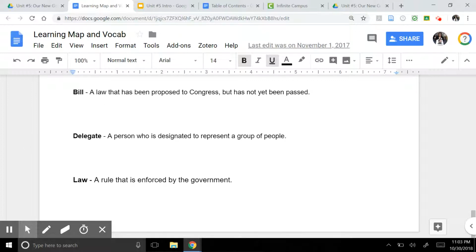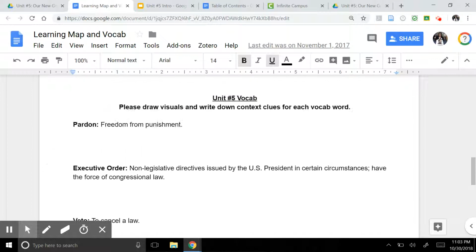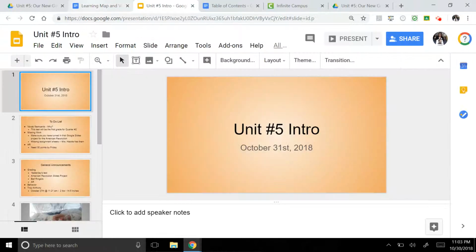A delegate is a person who is designated to represent a group of people, and a law is a rule that is enforced by the government. Overall, fairly easy vocabulary words. I don't think you should have a problem.